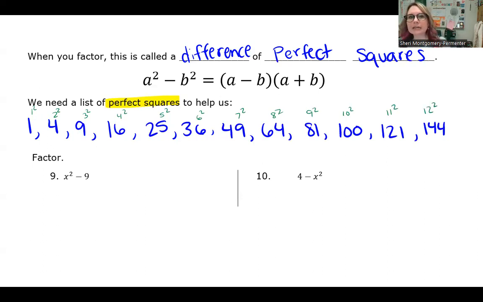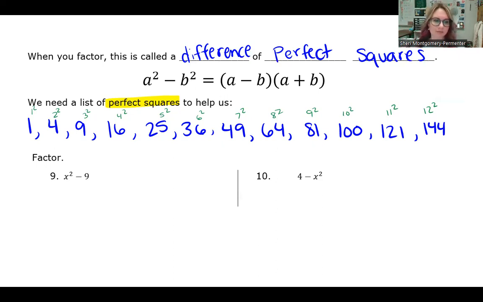So do we agree that what we did to find these, we just squared, starting with 1, and we can go all the way to 12. So do we agree that 100 is the same thing as 10 squared? Yes, okay. So if we see any of these numbers, we can rewrite it as something squared. And that's what we will do, because the formula says that you have to have something squared minus something squared.